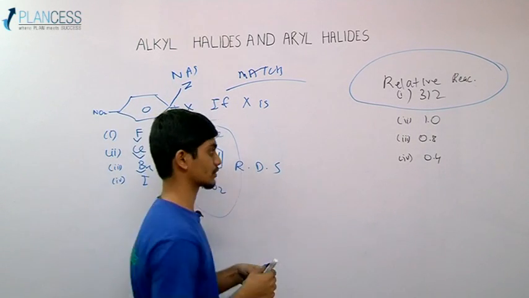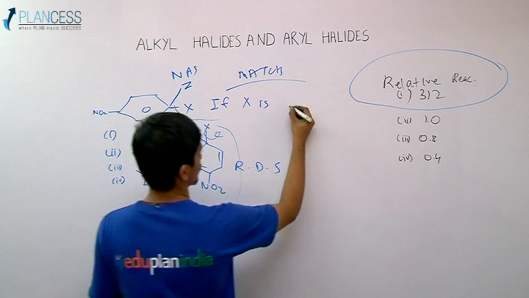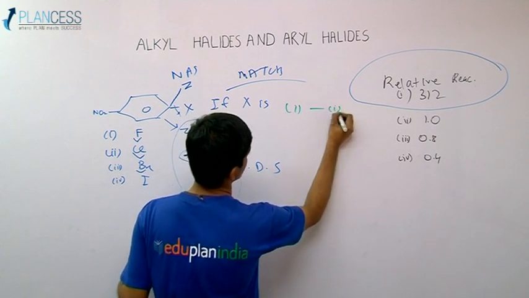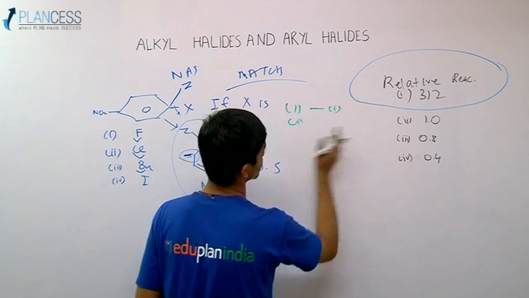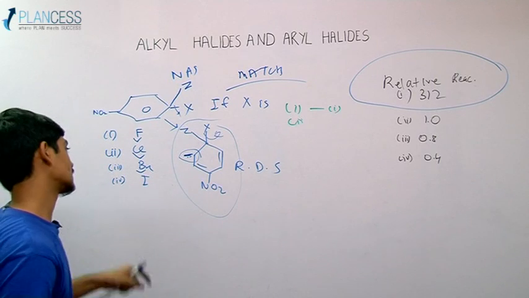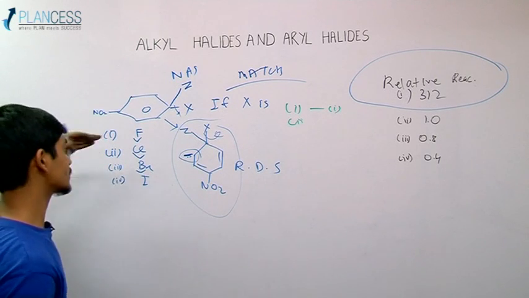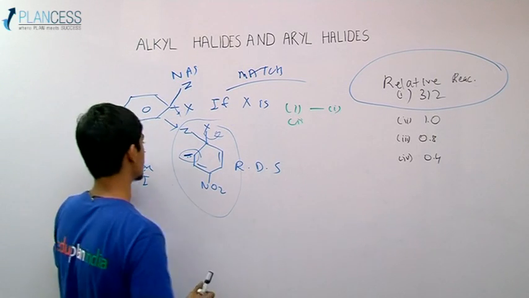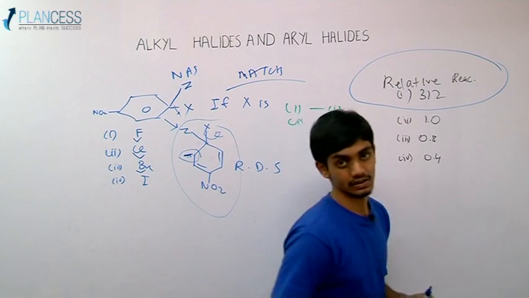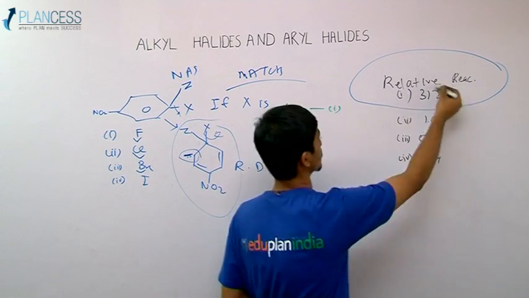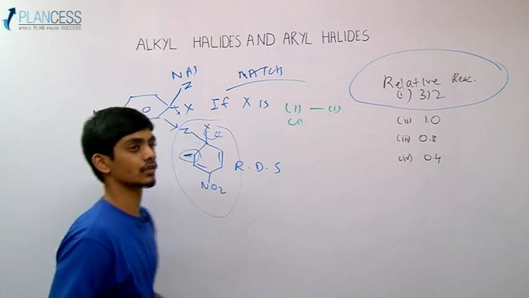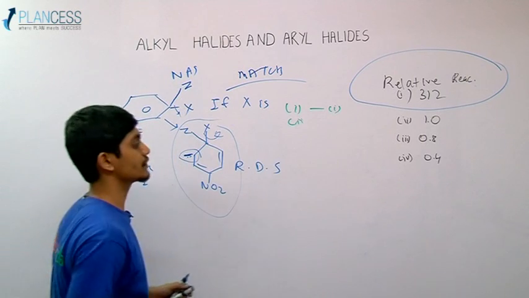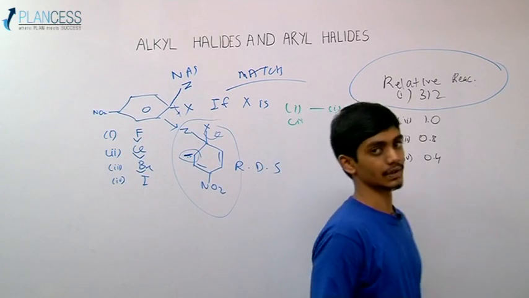And hence the correct options are, for the first one first, second one second, third one third, and fourth one fourth. That is, iodine is lowest, bromine is next, chlorine is next, and fluorine is the highest. And you see the difference between the relative rates, it is quite high. That is because of the electronegativity difference between fluorine and chlorine.